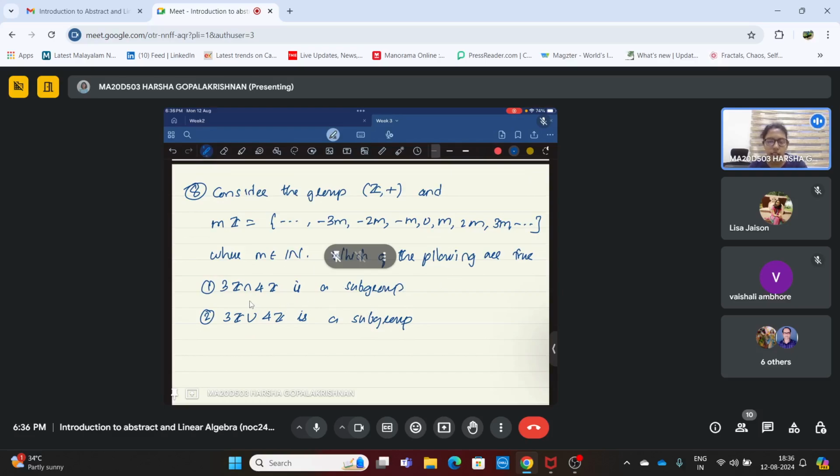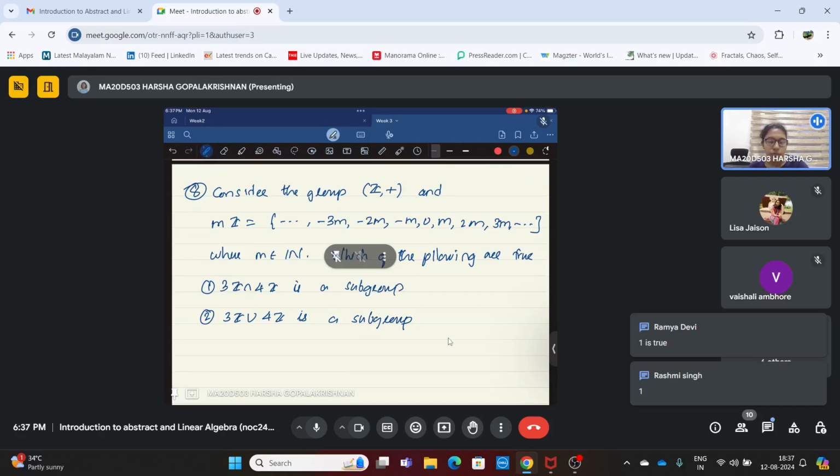The first statement is the intersection of 3Z and 4Z. Instead of m, we are having 3 and 4. So its intersection is a subgroup, and its union is a subgroup. Which of them is true or false? Any idea? In general we have seen this in the class itself. One is true. Intersection is always a subgroup.